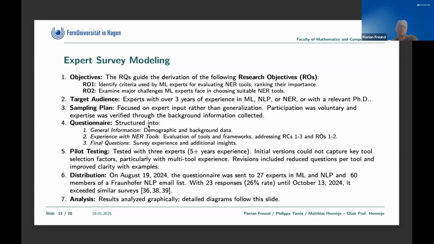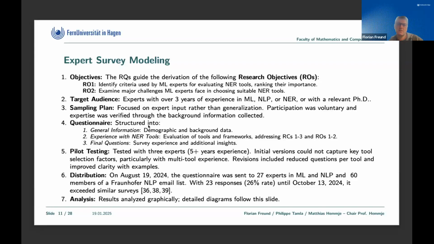A sampling plan is not so important for us because we focus on expert input and we don't want to generalize our results. Participation was voluntary, and we evaluated the expertise of the participants through collected background information. Our questionnaire was developed and structured into 3 sections. First, some demographic and background data was assessed, and then the main part was experience with NER tools, evaluation of tools and frameworks to address the remaining challenges and objectives. And finally, we had some questions about the survey experience and additional insights.